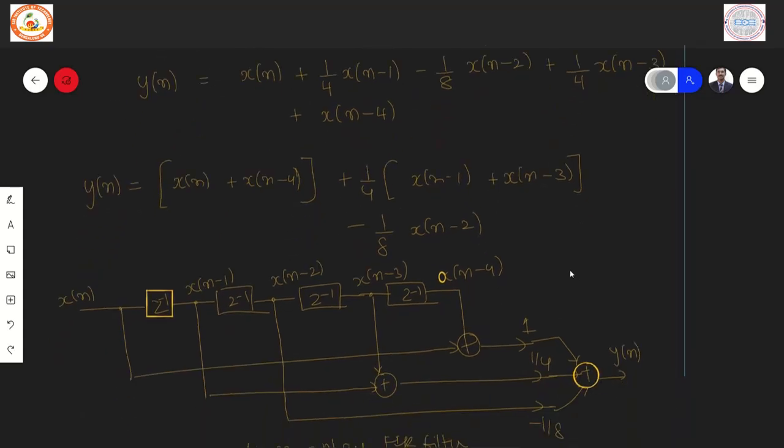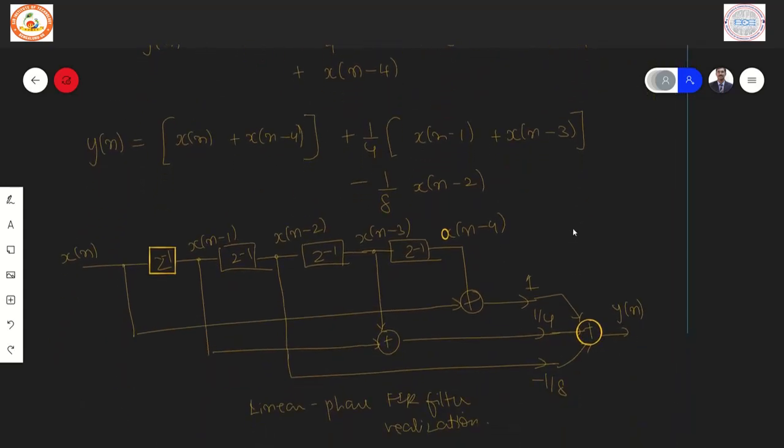Next, let us realize the structure for linear phase FIR filter. We again use appropriate number of delays. So since the length here is 5, the order is 4, the number of delays is 1, 2, 3, 4. Length is 5, the order is equal to 4. Okay, so 4 delays we'll have, producing the corresponding signals x of n minus 1, x of n minus 2, x of n minus 3 and x of n minus 4. Then we collect the terms which are common.